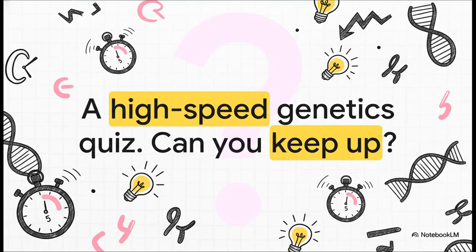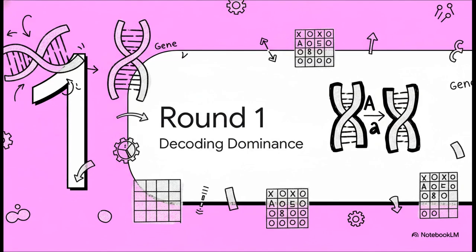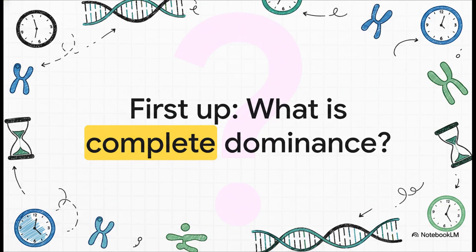All right, here's how it's going to work. Super simple. I'll throw a question at you, you get 5 seconds to think about it, and then we'll dive into the answer together. Let's kick things off. All right, round one is called decoding dominance. We're going to start with the basics, the fundamental rules of how different versions of a gene, we call those alleles, make themselves known. Okay, first question's on the board. What is complete dominance? Your 5 seconds starts now.